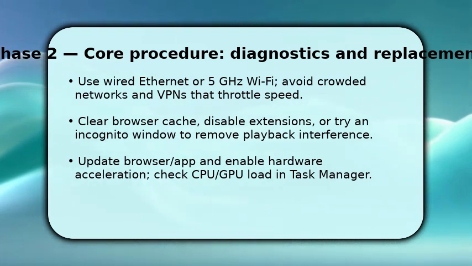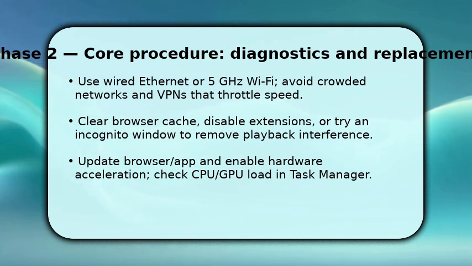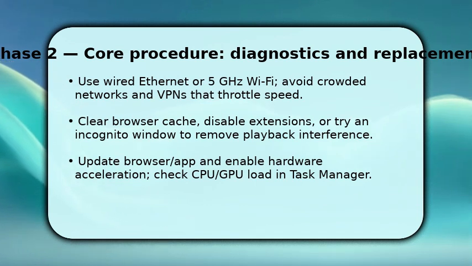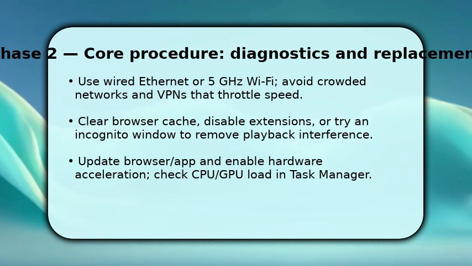Then clear your browser cache, disable extensions, or test in incognito to rule out software interference. Make sure your browser or YouTube app is updated and enable hardware acceleration. This offloads decoding to the GPU and avoids CPU bottlenecks.